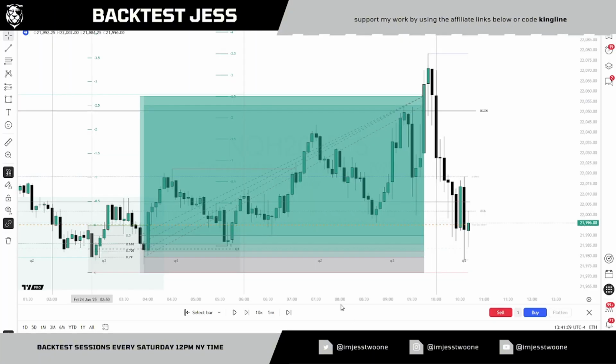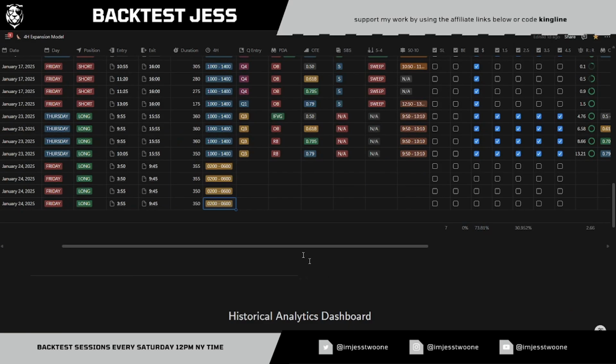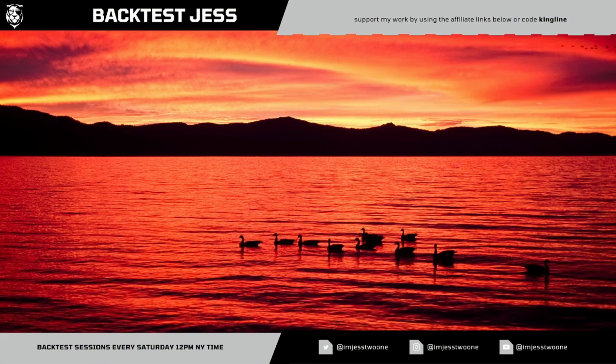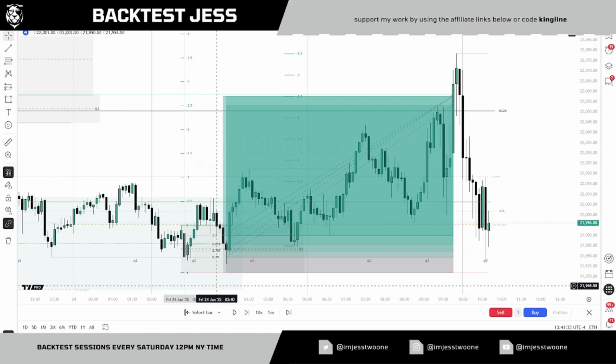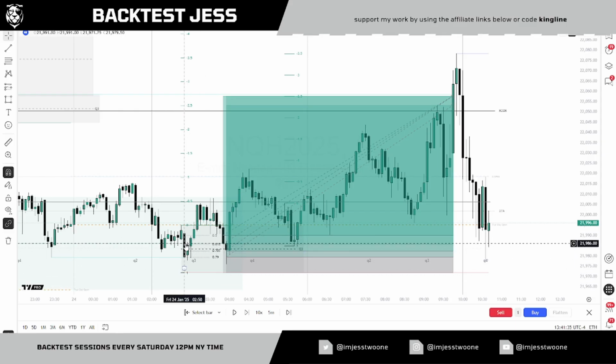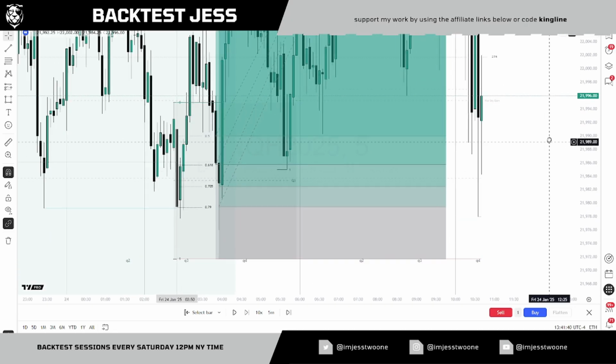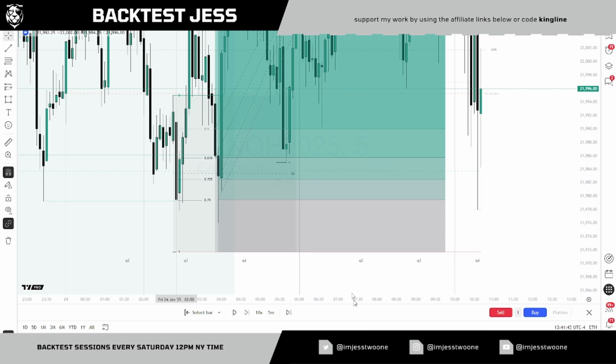And we entered all of these trades in Q3. Wow, Q3 is really stepping up. Alright, now OB, OB, OB, rejection block.